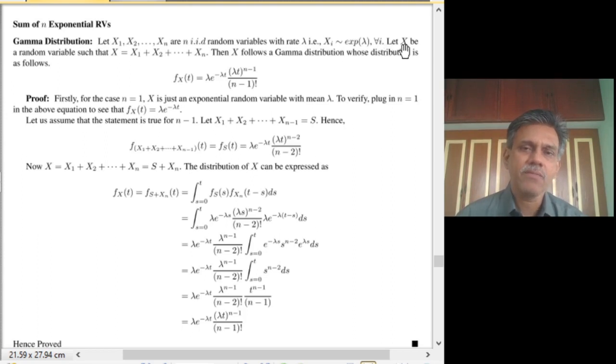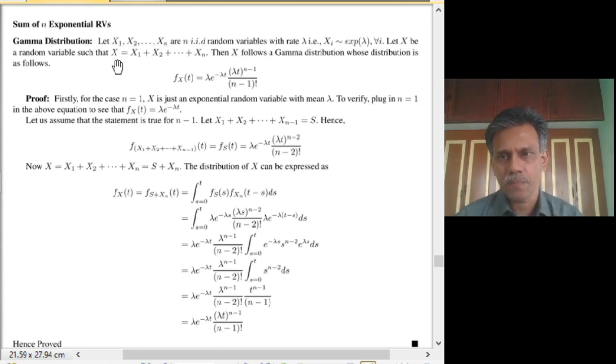Then we are interested in the sum of these n random variables. So we will define X equal to X1 plus X2 up to Xn. Then again X is a random variable, so we are interested in finding the distribution of X. Again, what is the common sense scenario which will lead to this kind of gamma random variable?